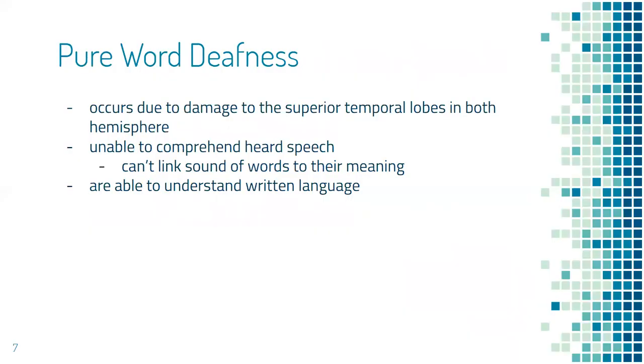Another type of aphasia is pure word deafness, which is caused due to damage to the superior temporal lobes in both hemispheres. People with pure word deafness are unable to comprehend heard speech as they can't link the sound of words to their meaning.